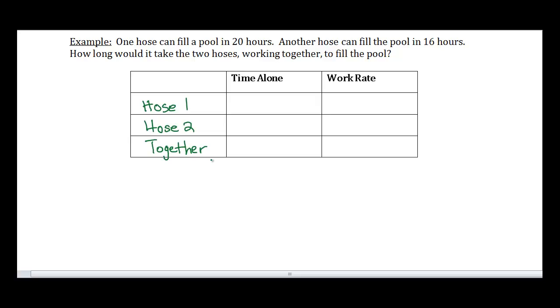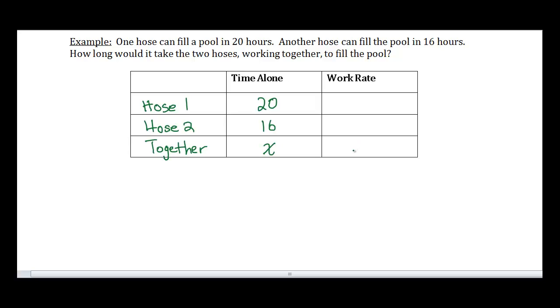It tells us that one hose takes 20 hours to fill the pool. The other one takes 16 hours. How long will it take the two hoses working together to fill the pool? I don't know how long it would take them to work together. I know this time alone column seems not necessary for this together row, but their time together is x. We don't know that; that's what we're trying to find.